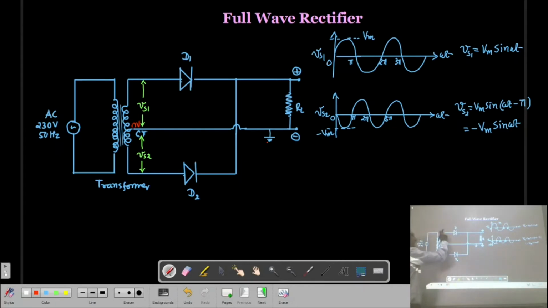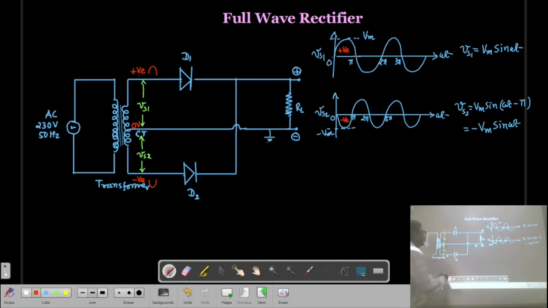if you see the voltage at this end, we have a positive voltage. When we have a positive voltage, I am talking about this time period between 0 to pi. So on the upper side we have this positive voltage. At the same time here if you see we have a negative voltage. Means on the upper side the positive cycle is there. At the same time in the lower part we have a negative cycle.